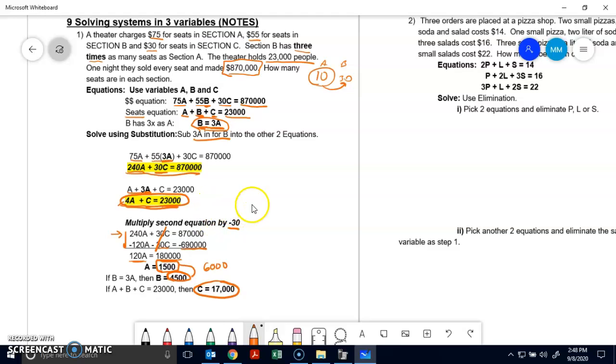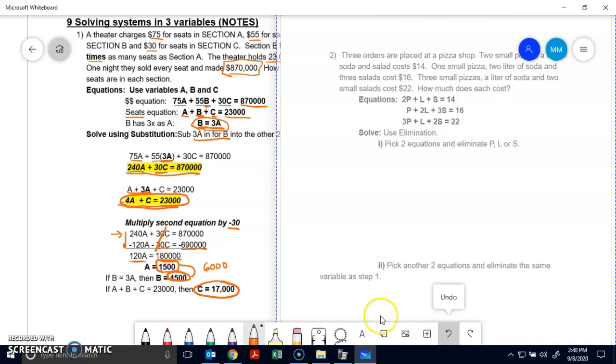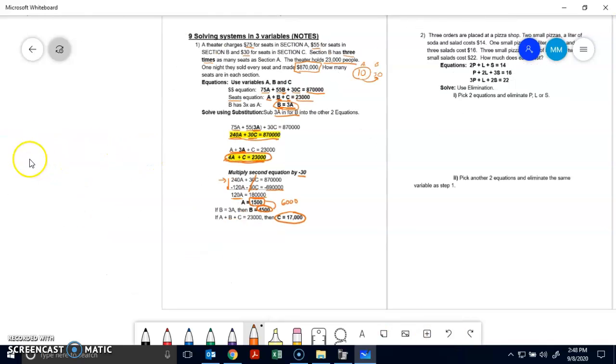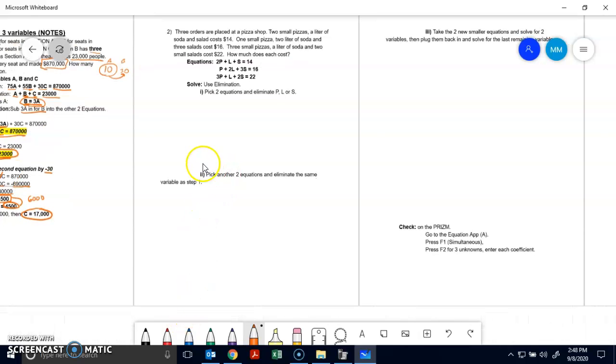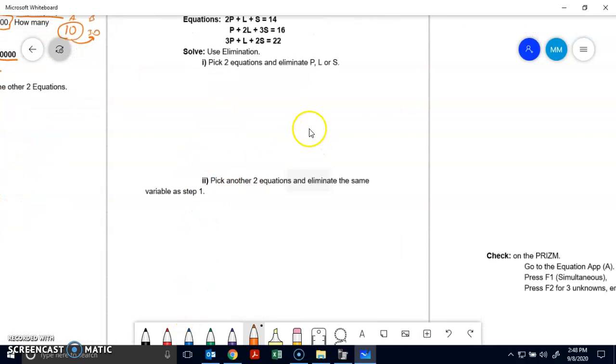Now, substitution usually is pretty easy. It gets a little tougher when we try to use elimination. So now we're going to look at number 2 here. And I'm going to show you how to check it on the calculator as well, but we're going to solve it here first.